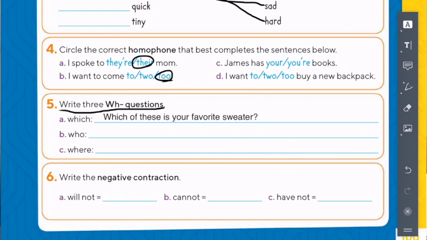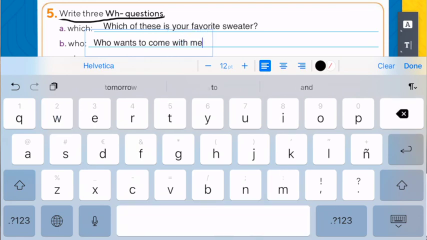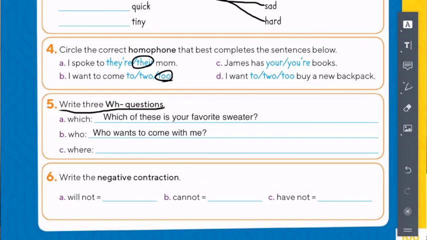Number 2, letter B, who? Capital letter. Who wants to come with me? Where? I don't know. To the mountains, maybe? Okay. This is the moment where you pause the video and answer letter C. Are you ready? Pause the video right now.